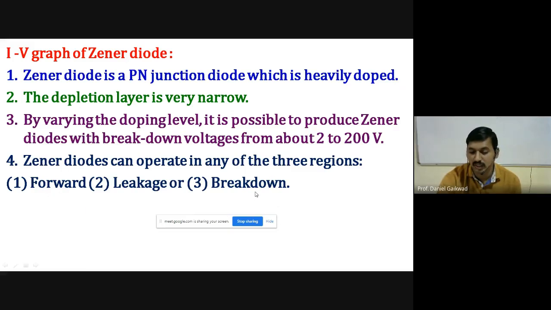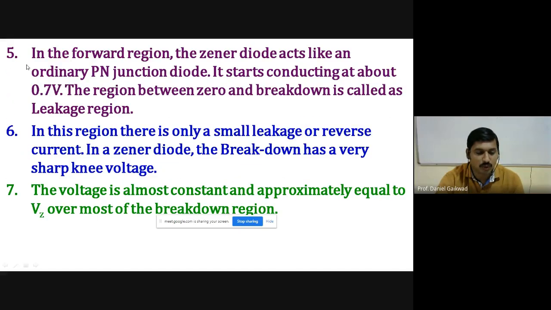That two regions we have, the role of the Zener diode is in these two parts, forward as well as the breakdown. And in application as a voltage regulator, we use the breakdown region for the working. Okay. Now check carefully the next point.